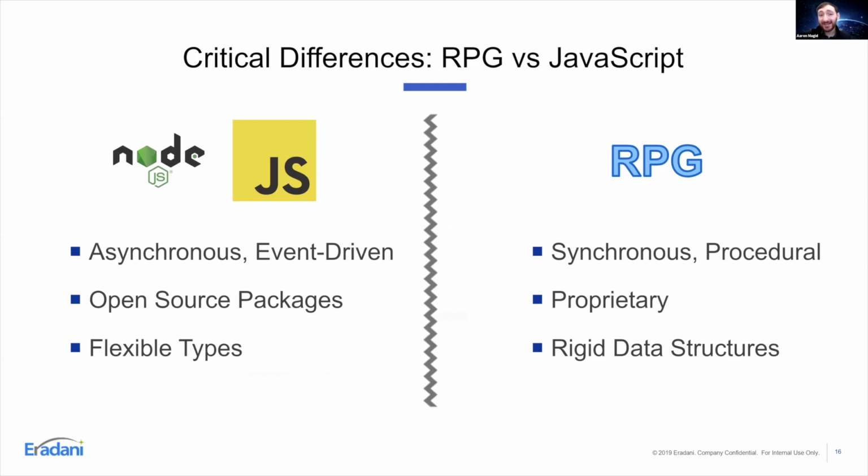So as a recap, I wanted to go back over the critical differences that we went over in this webinar. Number one was the asynchronous event-driven architecture of JavaScript as opposed to the synchronous procedural architecture of RPG. When you're working in an API, you're working in a chaotic environment where you need to be able to handle these rapid-fire events coming at you from all directions. And that's where you need that asynchronicity.